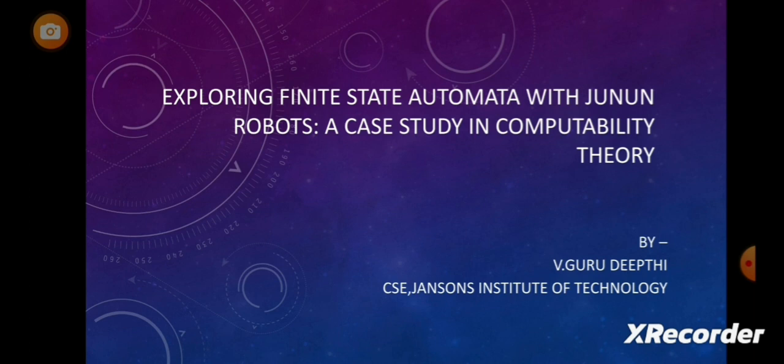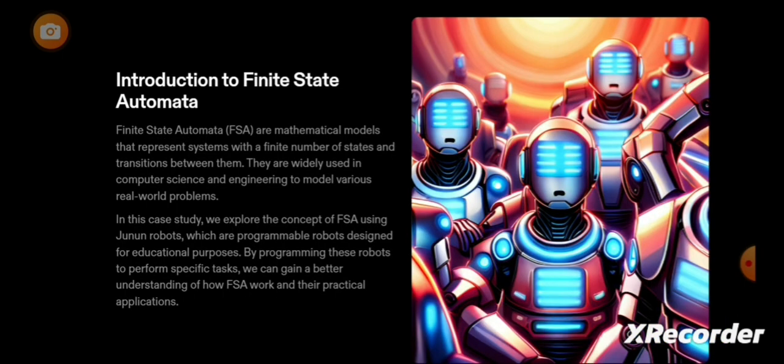Today's topic is exploring finite state automata with Juno robots, a case study in computation theory. Introduction of finite state automata. Finite state automata are mathematical models that represent systems with a finite number of states and transitions between them. They are widely used in computer science and engineering to model various real-world problems.